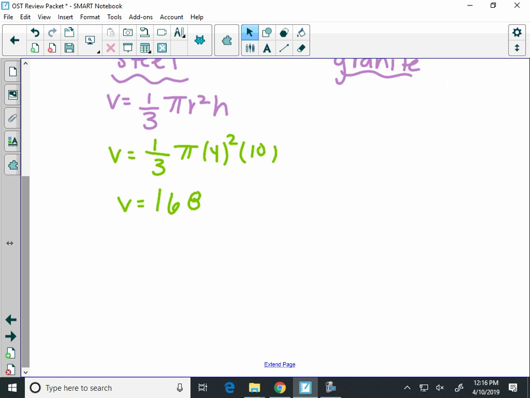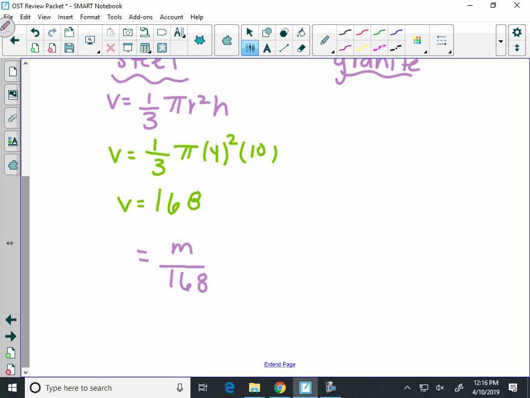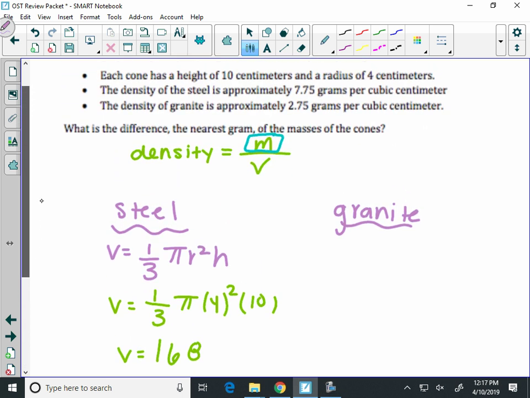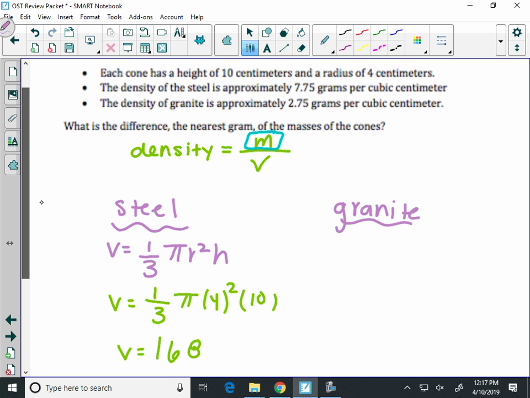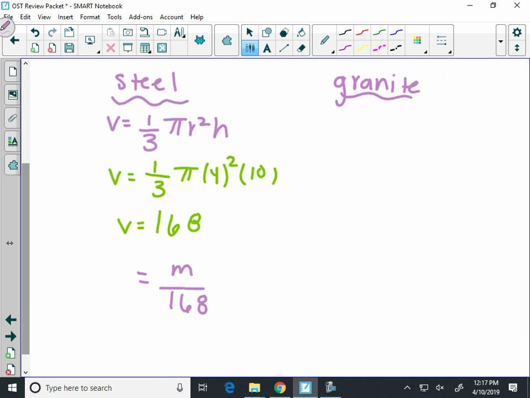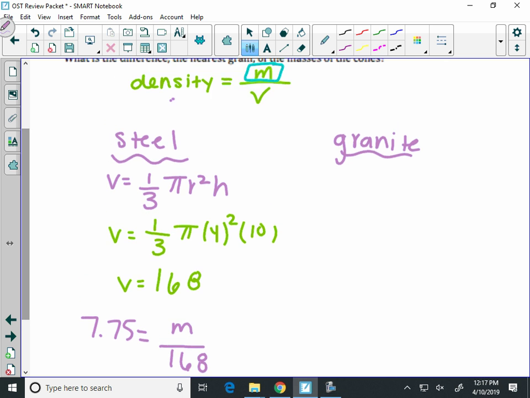So when we solve to find the density of each cone, we don't know the mass, but we know the volume is 168. What's the density of the steel cone? 7.75. So our equation would equal 7.75. Plug 7.75 in for density, 168 in for volume, and then solve for M. How would we solve for M? What do we have to do with the 168? If we're already dividing, what's the opposite? Multiplying.